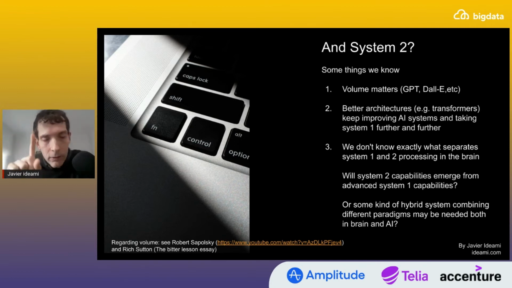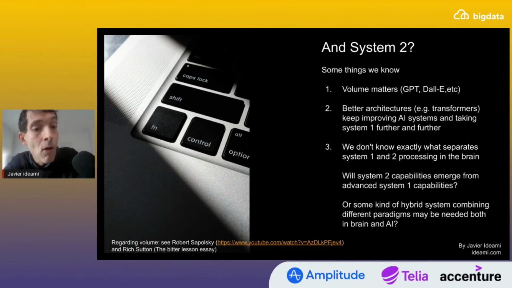Now, we don't know exactly what separates system one and two in the brain. So will system two capabilities emerge from advanced system one capabilities? Or will we need some kind of hybrid system combining different paradigms, both in AI and also that may happen in the brain? We don't know.